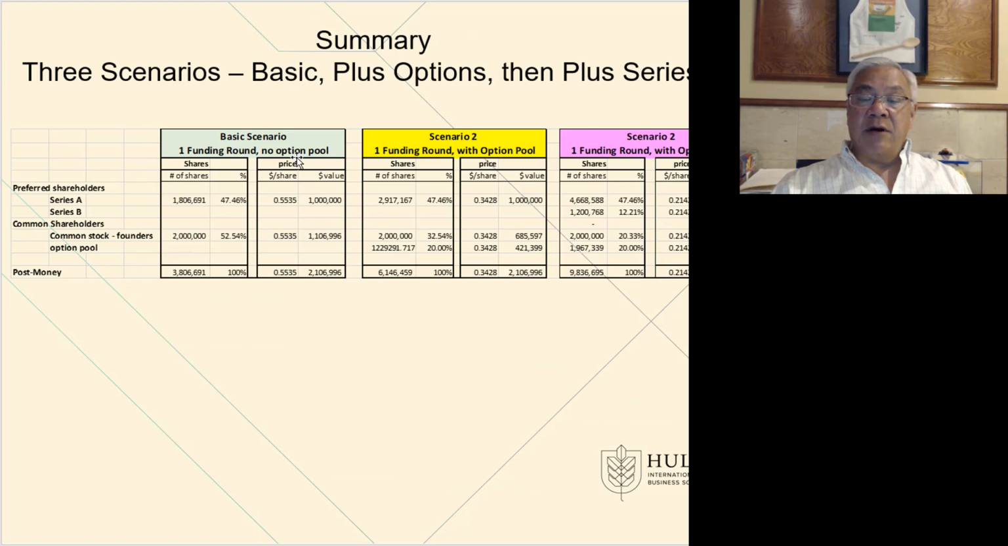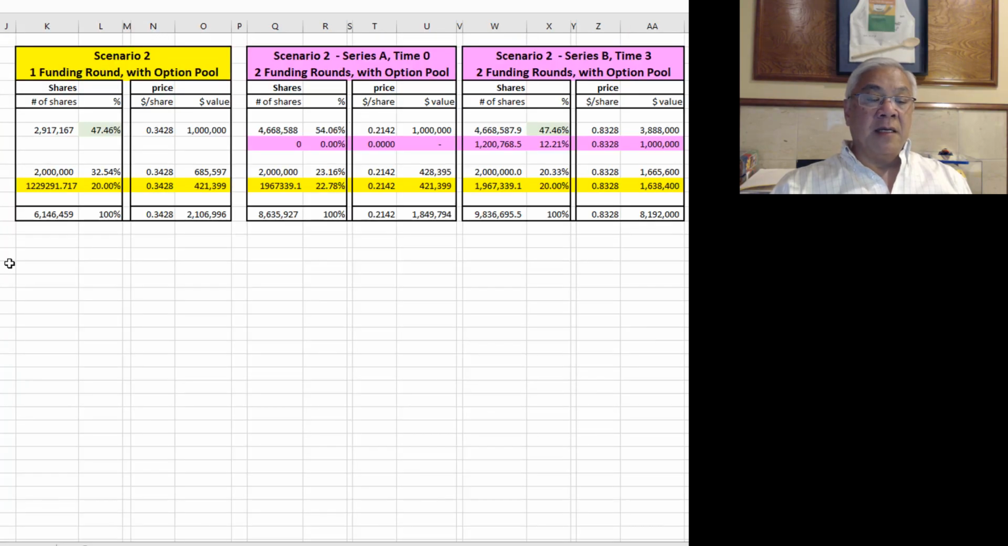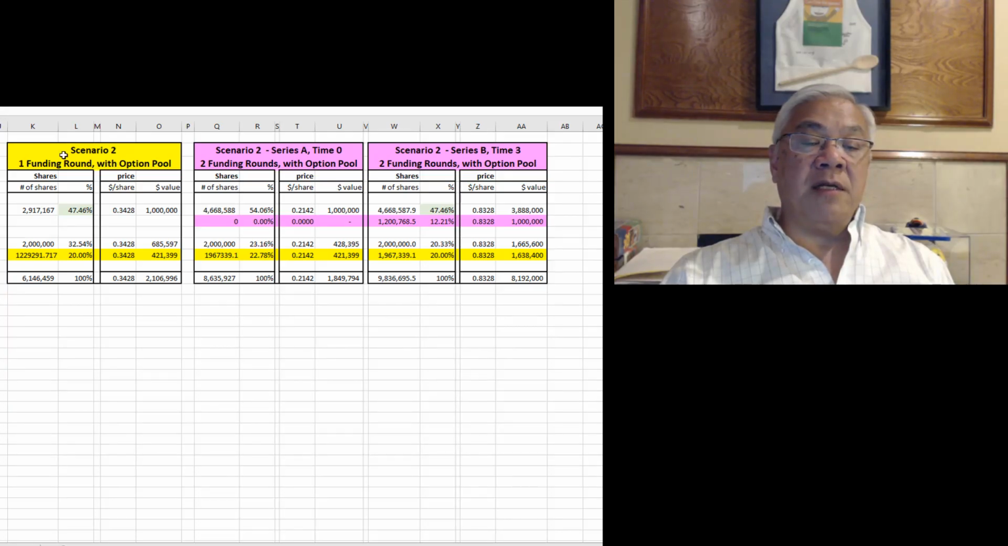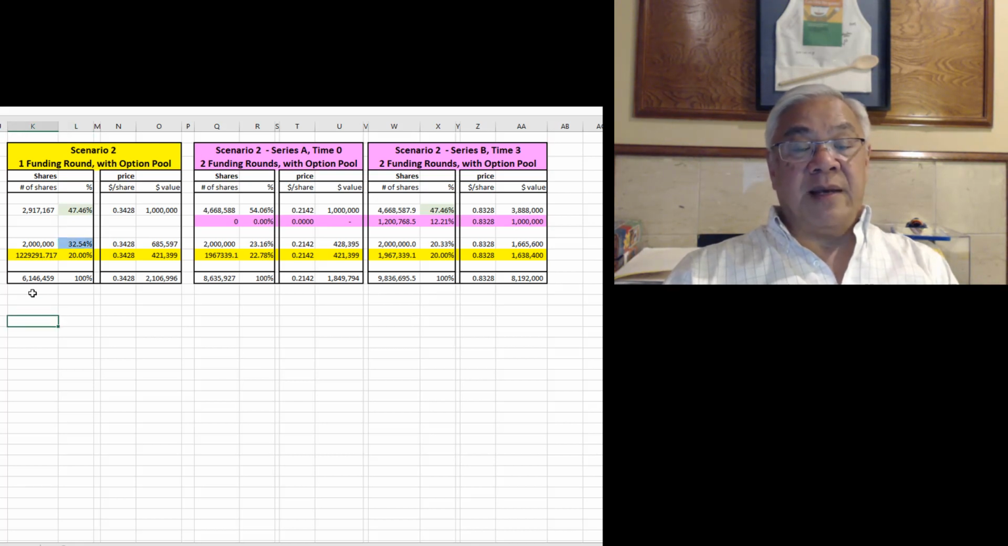Next is a scenario of all the outcomes, and we can look at it better on Excel. And so here's scenario 1, 2, and 3. Scenario 1 is one funding round and no option pool. Notice that the founders get 52%. I'll just highlight that. Let's pick blue. So the founders get 52. In the second scenario, when we have to make room for an option pool, they drop to 32 because the 20 comes from them, essentially.